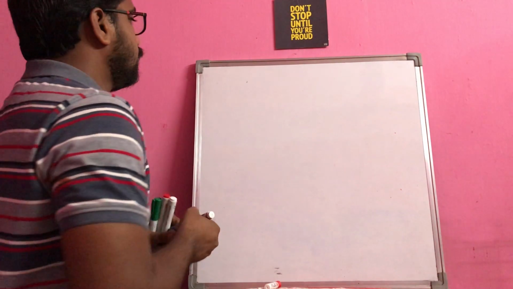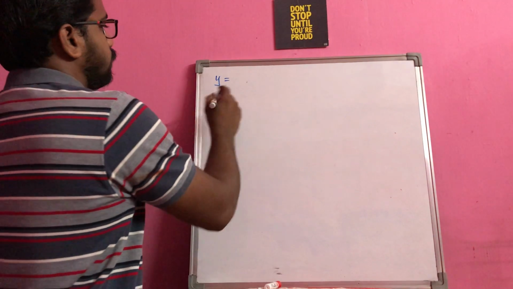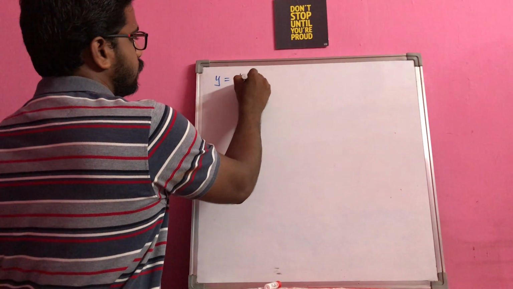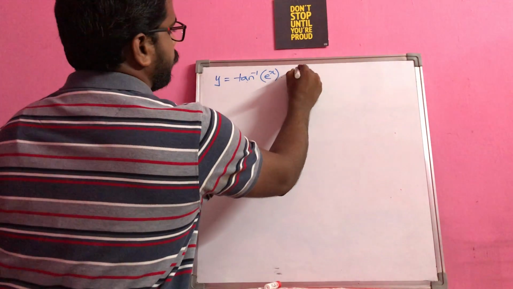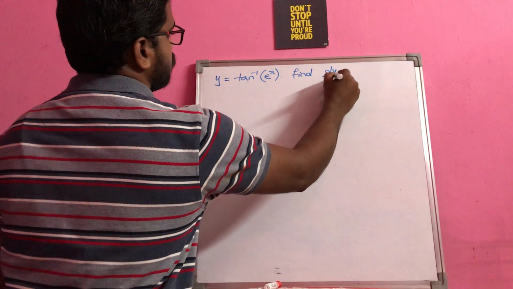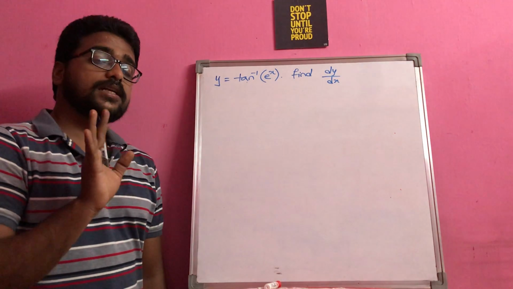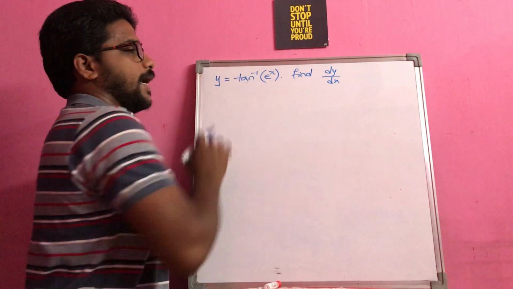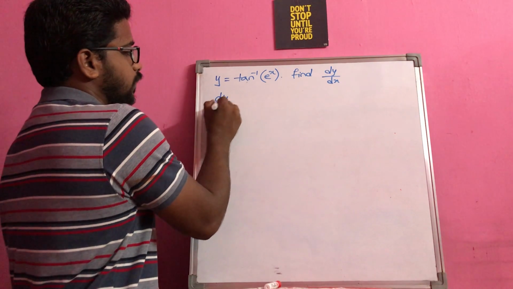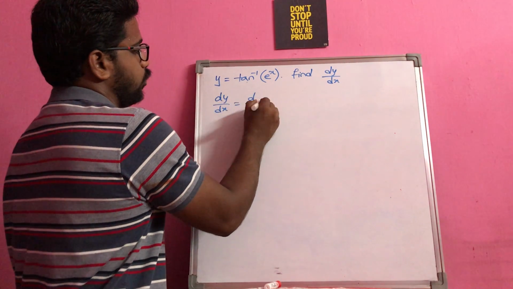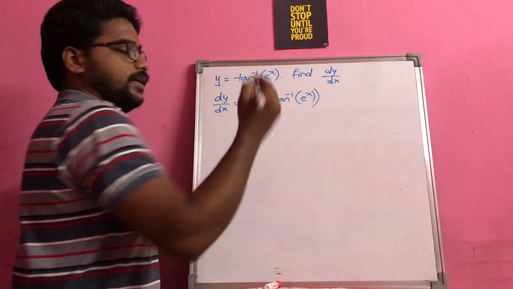Right. Now see here, for example, if I give you a question like this, y is equal to, say let us take the basic question, something like a tan inverse of e power x, and you are asked to find dy by dx. Okay. Now you can understand here, generally the standard form of the function with respect to tan inverse is tan inverse x, that's it. So if you apply differentiation for this with respect to x, dy by dx is equal to d by dx of tan inverse of e power x.